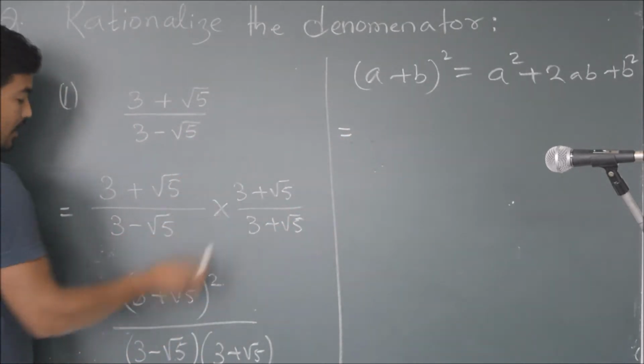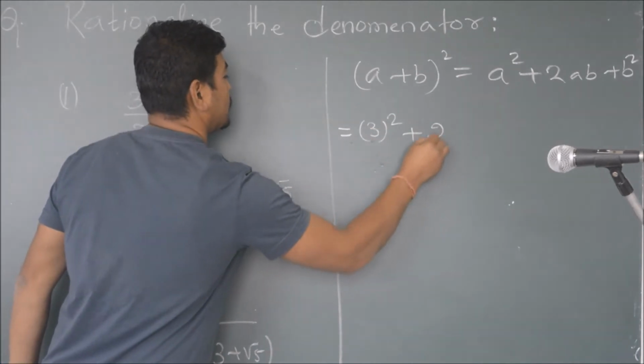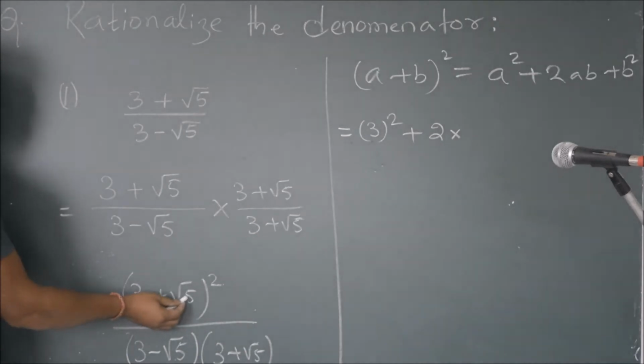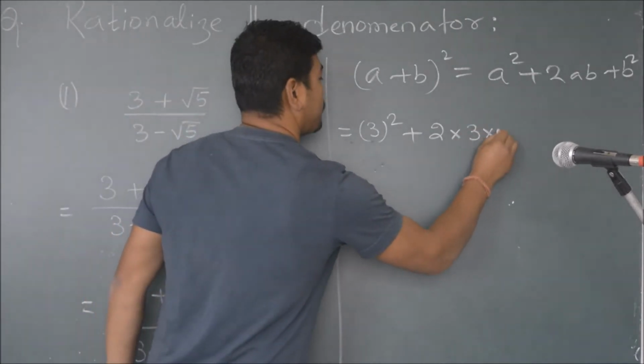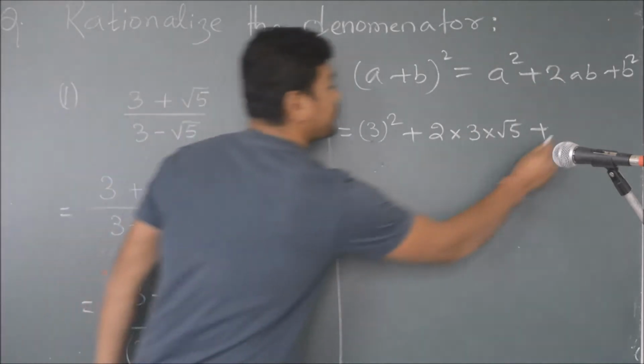So a square means 3 square, plus 2 into a into b, a into b means 3 multiplied with root 5, plus b square. b square means this root 5 square.